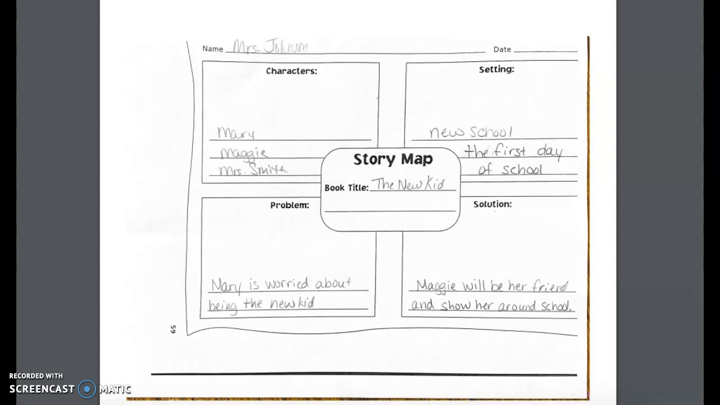And if you have all of those things done, you have used your story map and you have done a great job. So you should be proud of yourself. Please make sure you write it in your writing notebook, and your teacher may ask you to submit a picture or maybe even share it with the class. So make sure you do your very best writing.